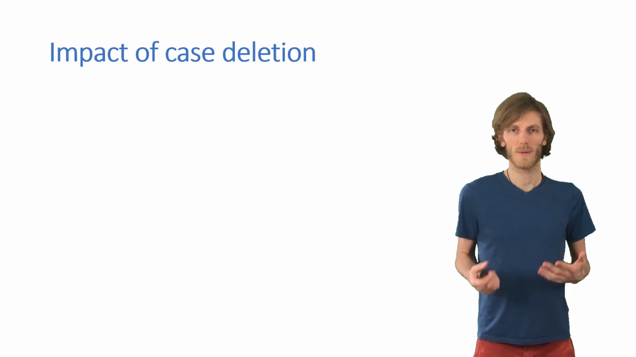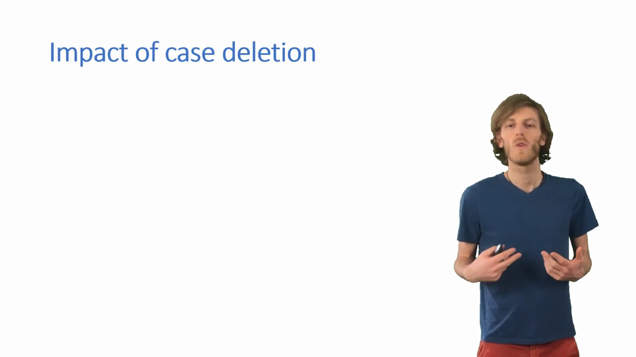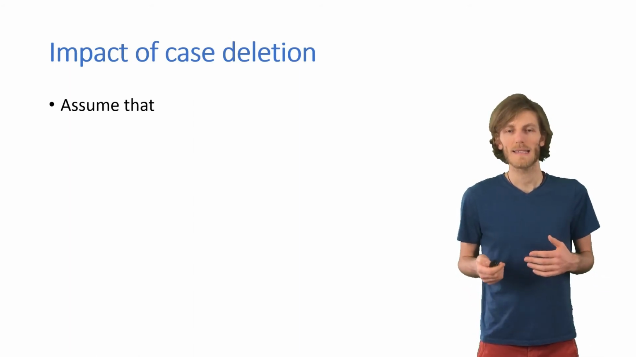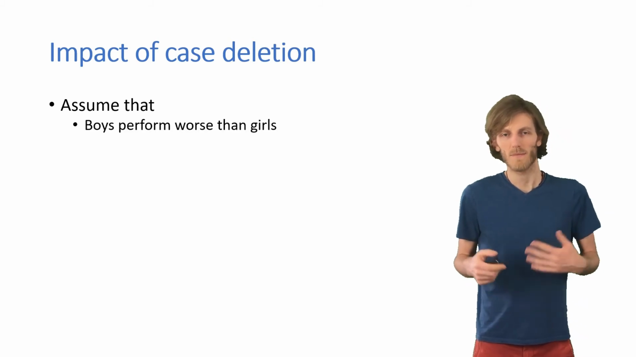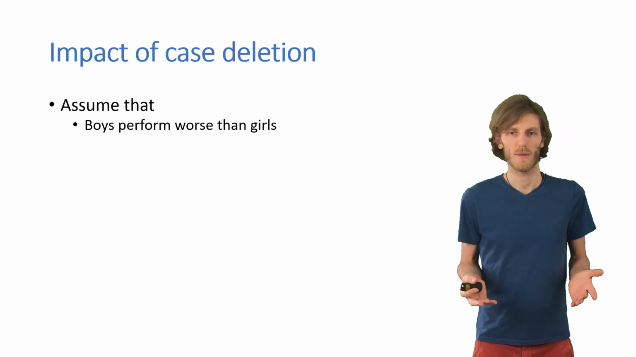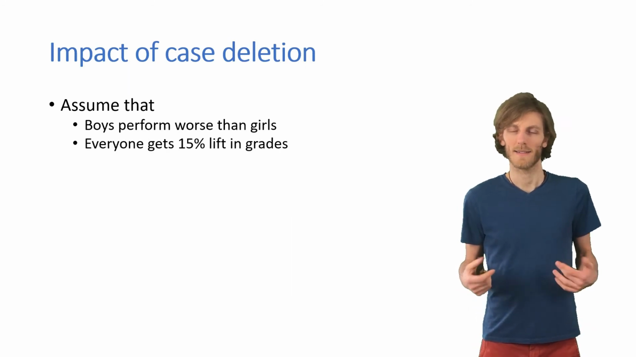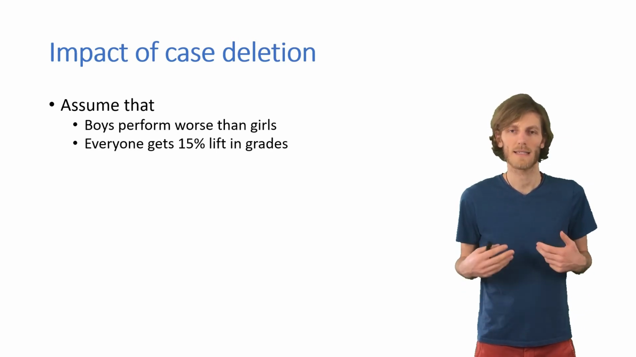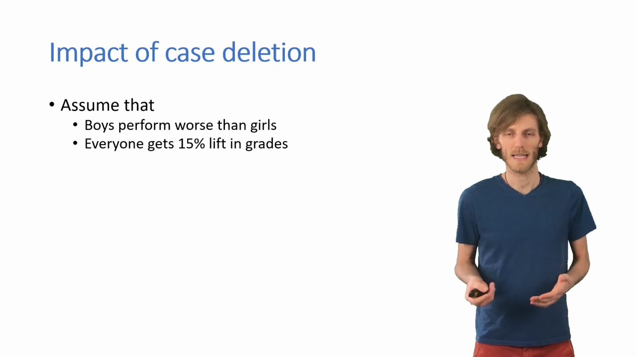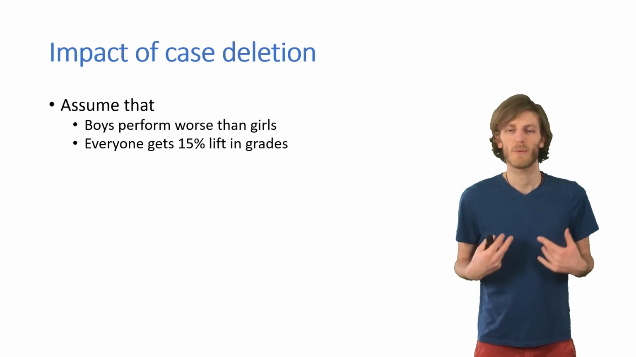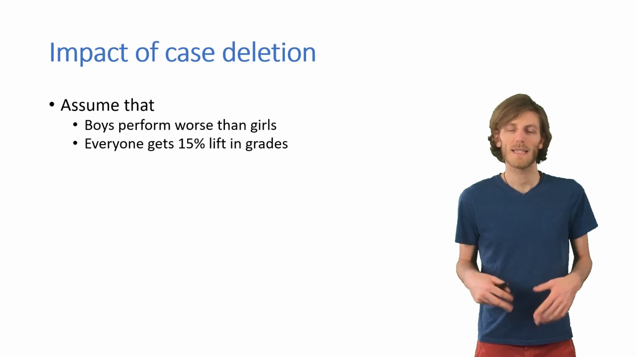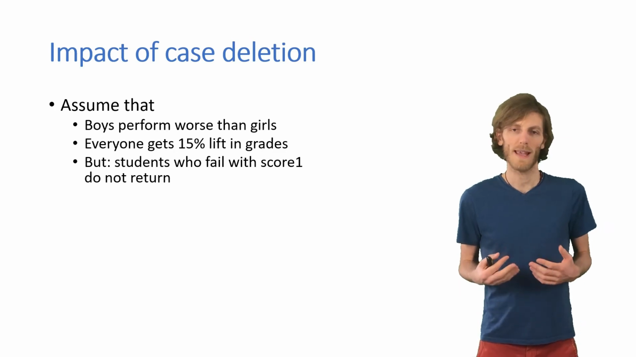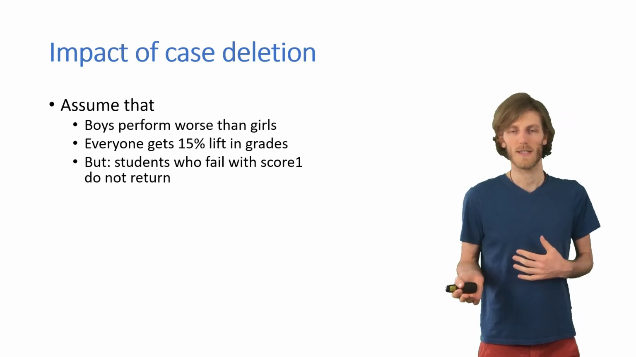So if we now want to figure out what the impact of case deletion is, we need to know a bit more about our data. So let's just make three assumptions. Let's say without our mentoring, boys perform worse than girls, which is true in many school subjects. Let's assume everyone benefits from mentoring in the same way, and they get on average a 15 percentage point increase in their grade. So that's what we want to find. But let's also assume that missingness is caused by a very simple effect, which is that students who fail the first test don't return for the second test.